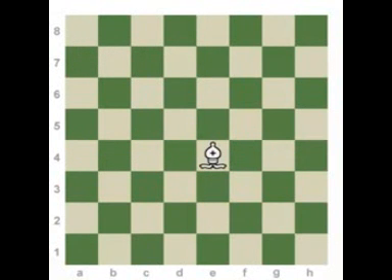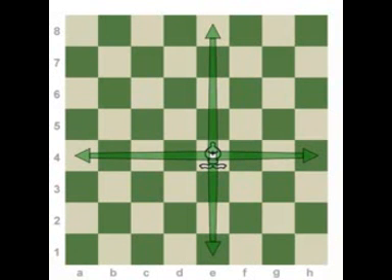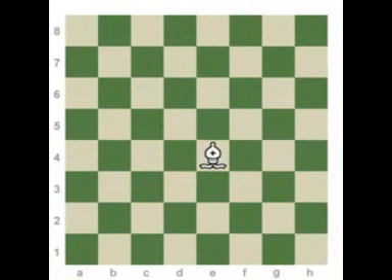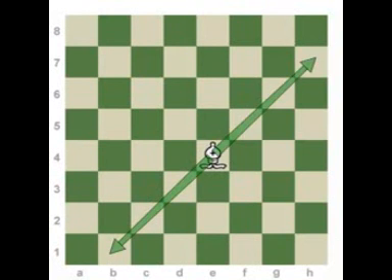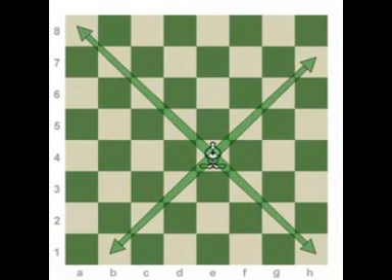The bishop is not allowed to move along the ranks or the files, ever, and its only legal movement is along the diagonal of the color it currently sits on. In this position, for example, this bishop can move to any square along the b1, h7 diagonal, or any square along the h1, a8 diagonal.